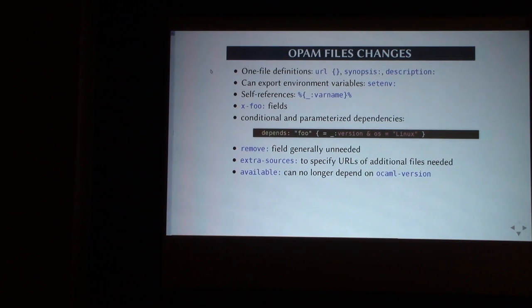So the OPAM file has quite a few extensions, but I won't have time to go through all of them. Well, maybe the conditional or unparameterized dependencies is the most useful one. When you have dependencies, you can now have them only active according to some conditions. So here, when the OS is Linux, you will have this dependency, but not otherwise. And the equals version, well, version is a self-reference as written above. So it means you depend on package foo at the same version as the currently defined package. So that can avoid boilerplate. And so I think that can be quite useful, and it wasn't possible before.